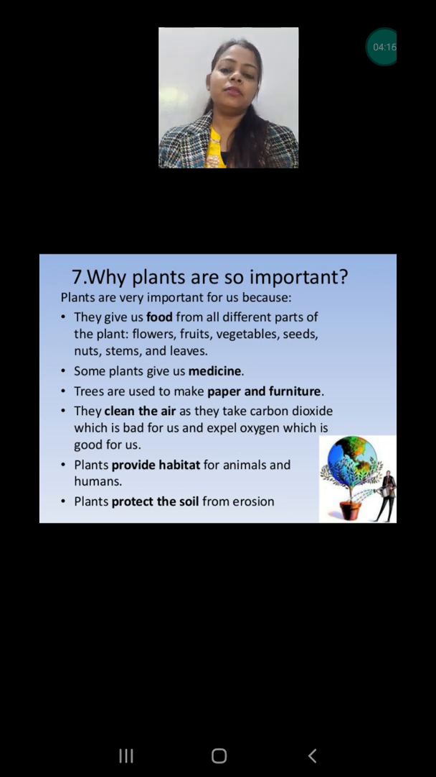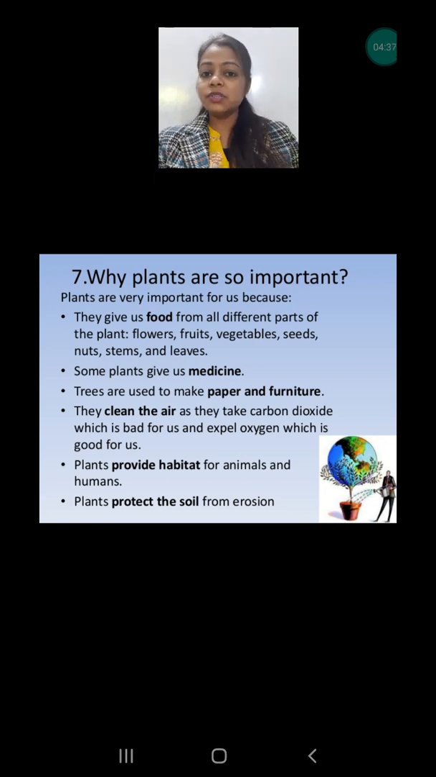Okay, where you used to study in the home, on the table. So how are this desk and bench and table being formed? With the help of trees only. We use the wood of the tree to make all these things. So these are important. Next, it is playing a very important role to clean our environment also.